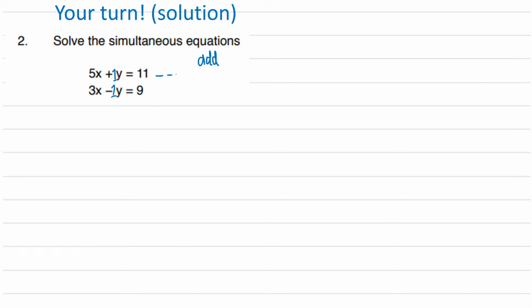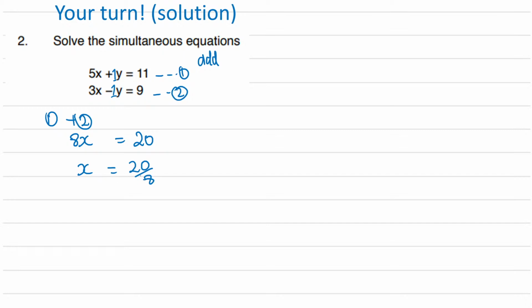So we're going to call this equation 1 and we're going to call this equation 2. Right, so we're going to do 1 add 2. So 5x plus 3x is going to be 8x. And then plus y plus minus y, that will give me plus take away y, which is 0. And then I'm going to do 11 plus 9, which is 20. So x is going to be equal to 20 over 8.